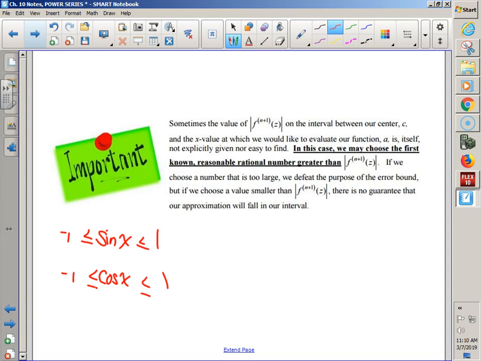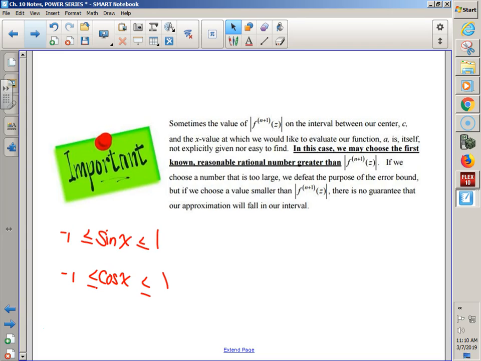Sometimes if it's hard to evaluate or hard to maximize the n plus first derivative, we might just choose something reasonable. We might not know what this is, but we know it can't be any bigger than 1, so we'll just choose that. If we choose a number that's too large, we defeat the purpose of the error bound. But if we approximate and choose something smaller, then we just lost our guarantee that our approximation will fall in our interval.